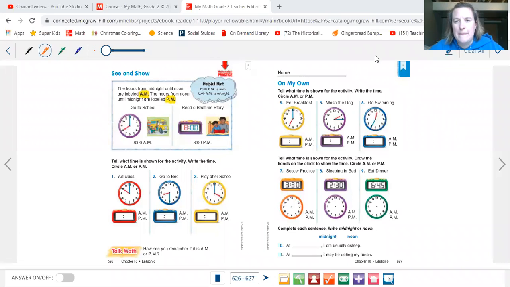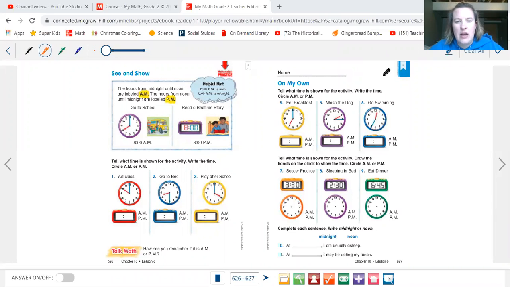So this is the lesson for Thursday, April the 2nd. All right? And remember, it's okay if you work ahead if you want. So you need your blue folder. You need a pencil. You're going to need your homework paper.